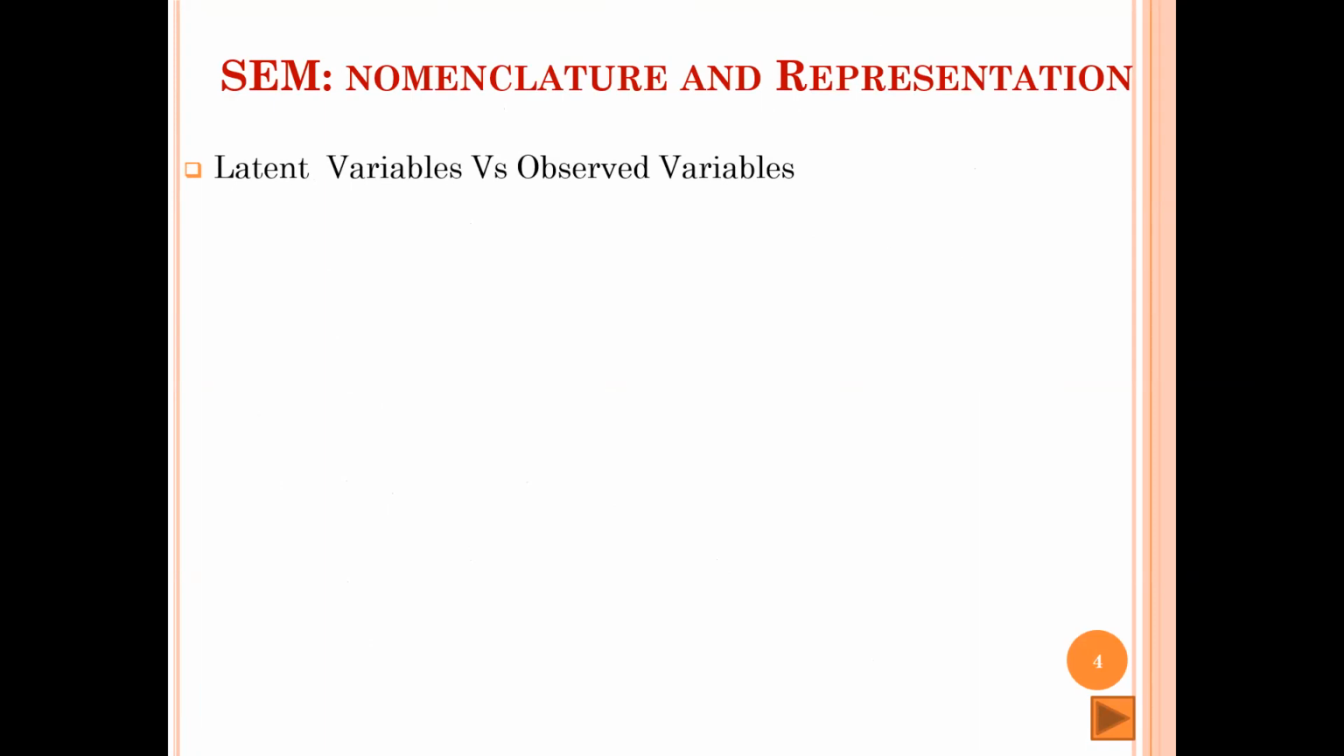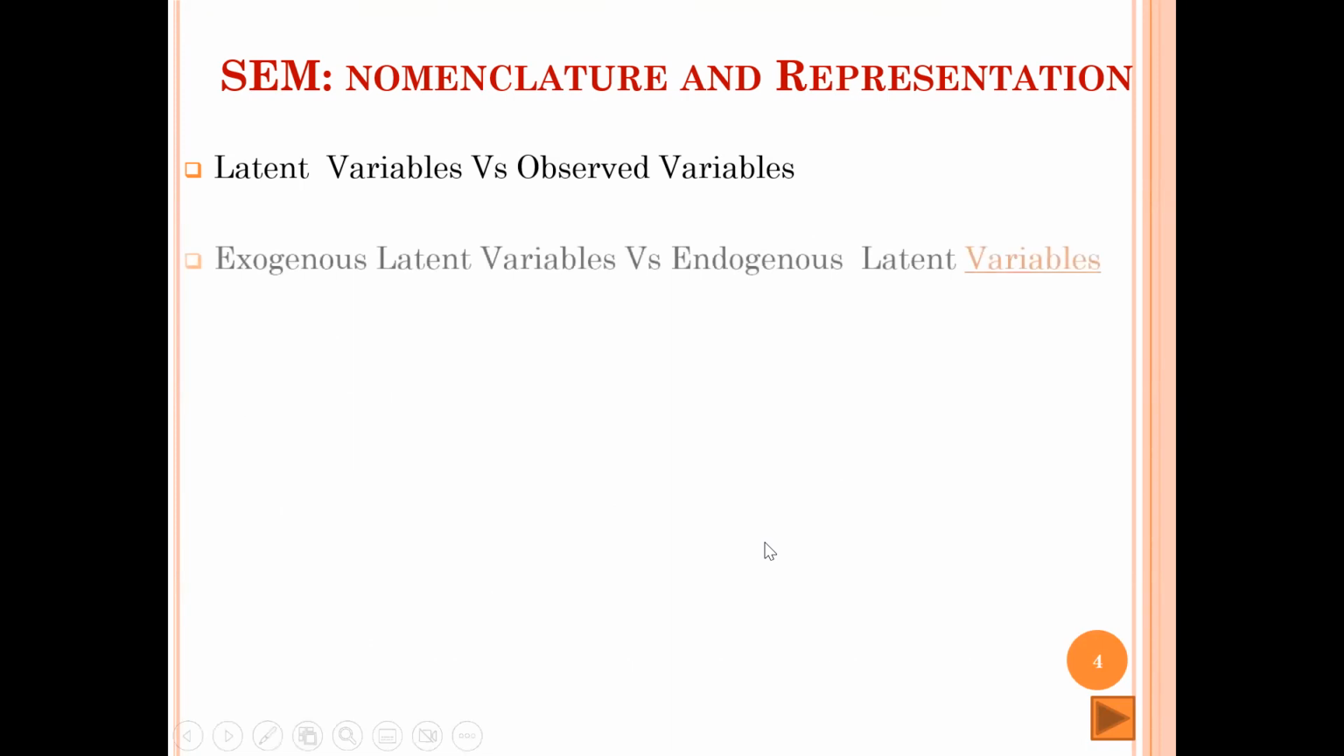Now, there are certain terms that you need to know before you go into details of anything else. One of them is latent and observed variables. The other is exogenous and endogenous variables. Now, what is this exogenous and endogenous? If you talk of regression, there is a dependent variable, which is y. There are independent variables, which are x's. So your exogenous variables are those which are your independent variables. An endogenous variable is the dependent variable or y.